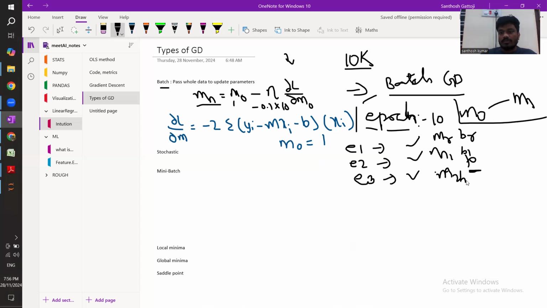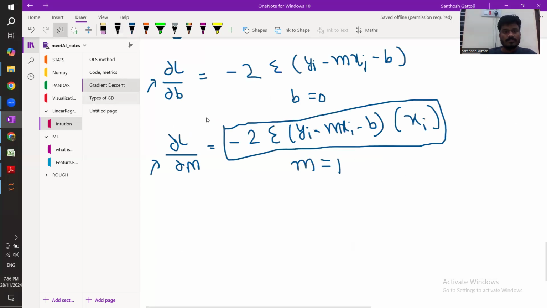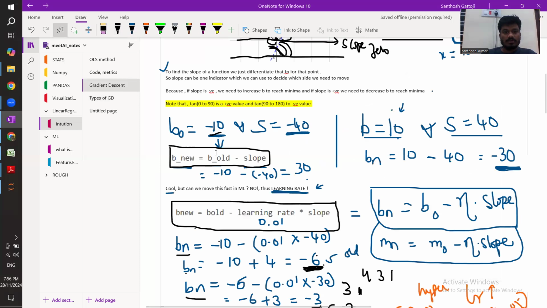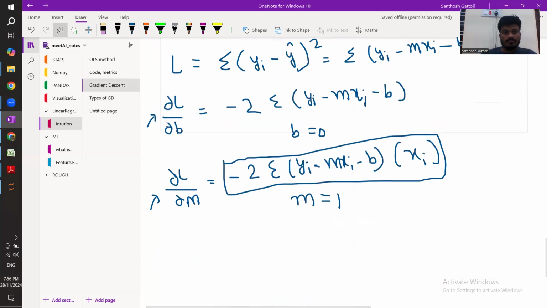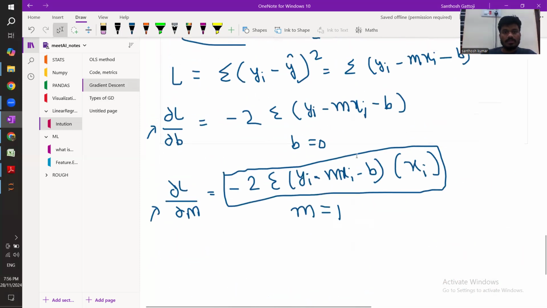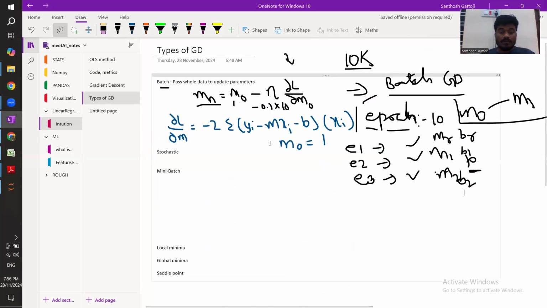For B also, the same formula is used. I'm not writing the formula, but for B also it will use this one, and it will update the values. So the main concept is we understood gradient descent, but try to understand the difference in batch. Batch is simple. You take the complete data set, calculate the loss for the whole data set, get the value, and then update the values. Clear?